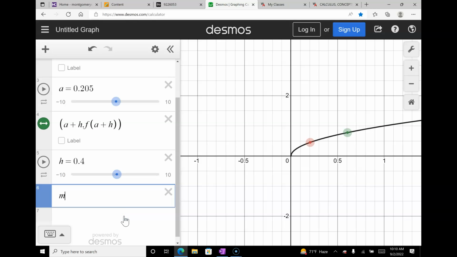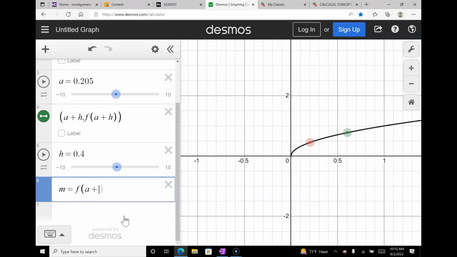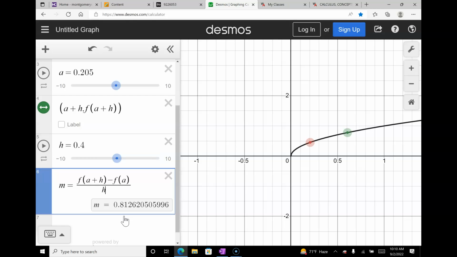Let's see if I can get an m equal to f of a plus h minus f of a, oops. Yep, it's going to work. All divided by h. There's my slope. It's kind of nice because as I let h go to 0, my slope is changing, right?